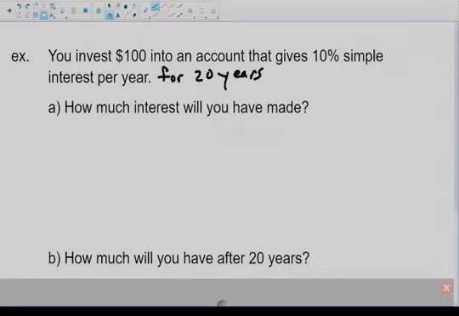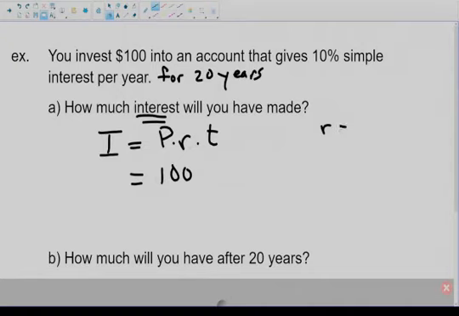Okay, so the first question says, how much interest will you have made? Well, if I'm asking you to calculate interest, I'm asking you to use the I is equal to PRT formula. Okay, so our principal is 100. Now R, I always want you to calculate R separately, folks, because you need to get used to converting it into a decimal.